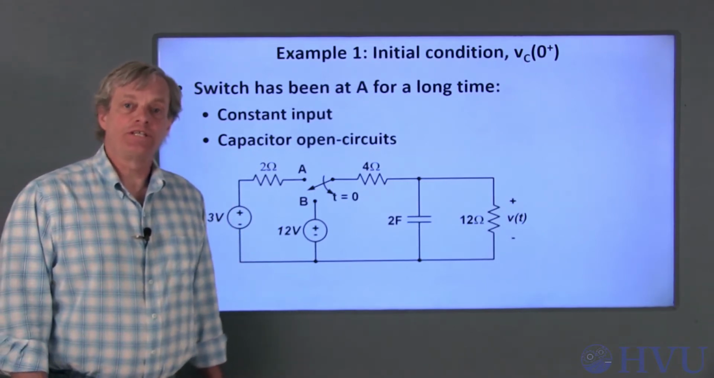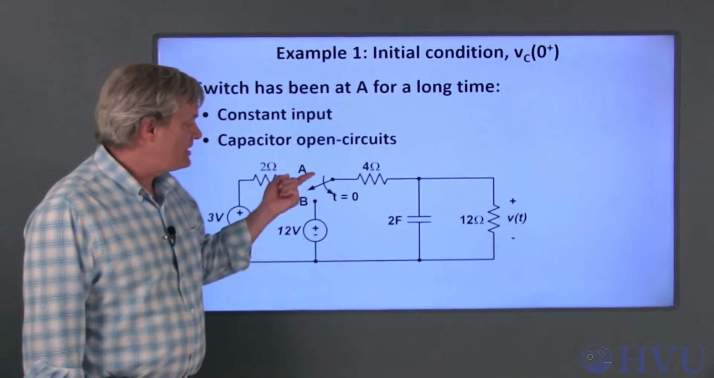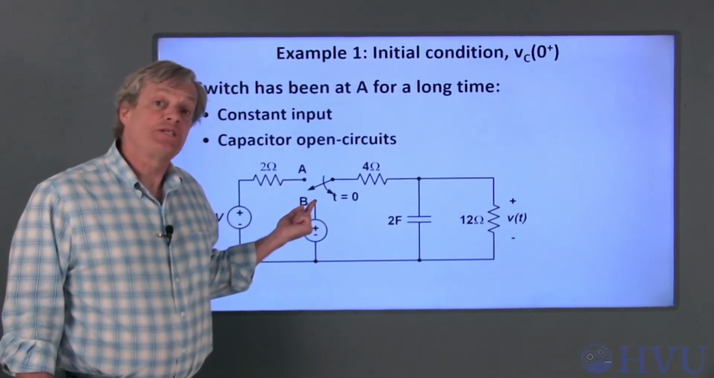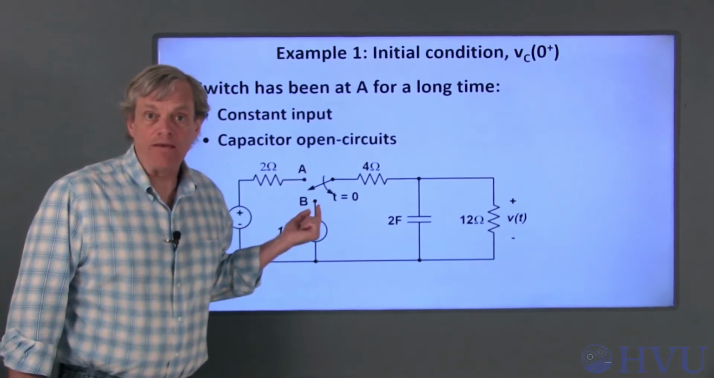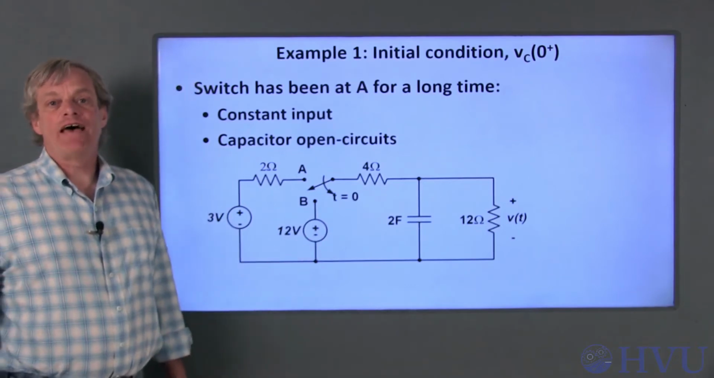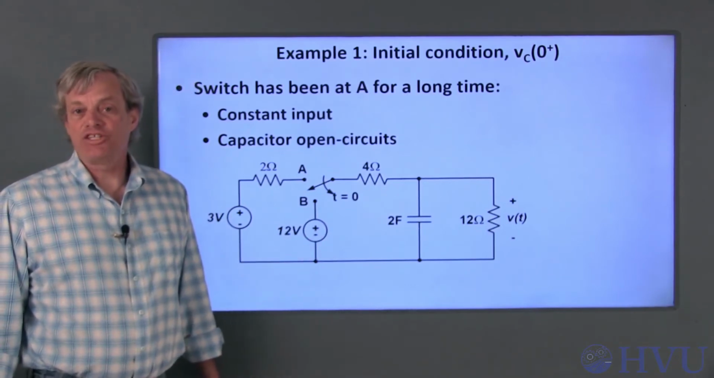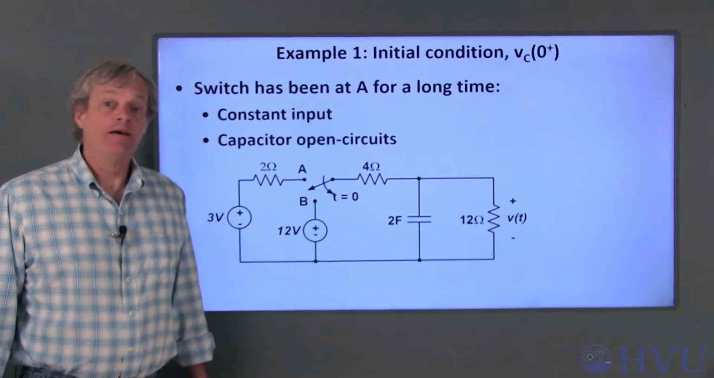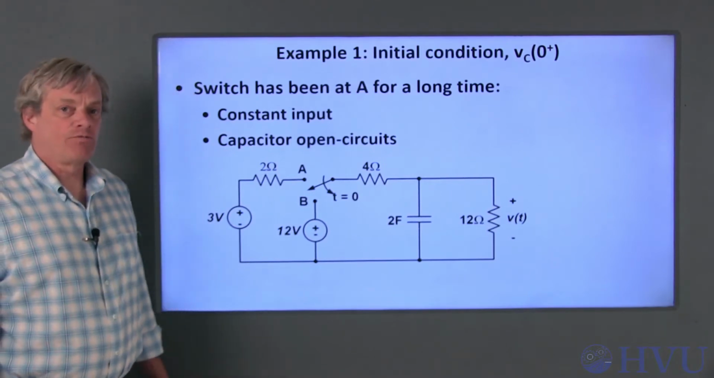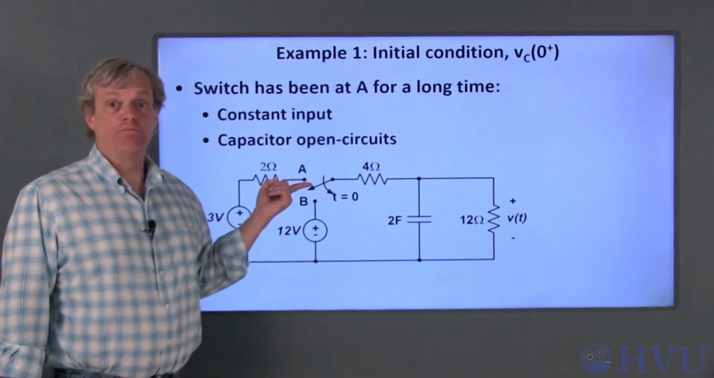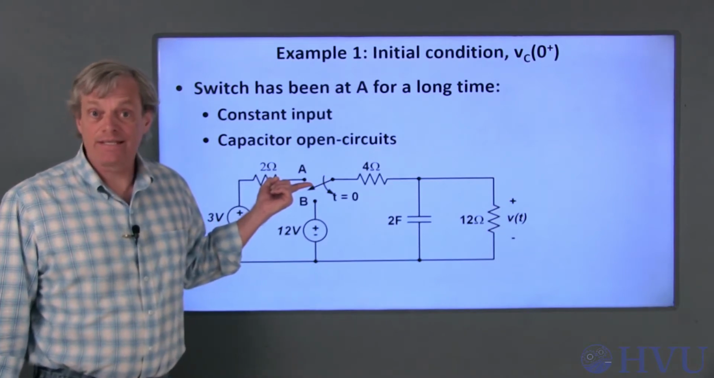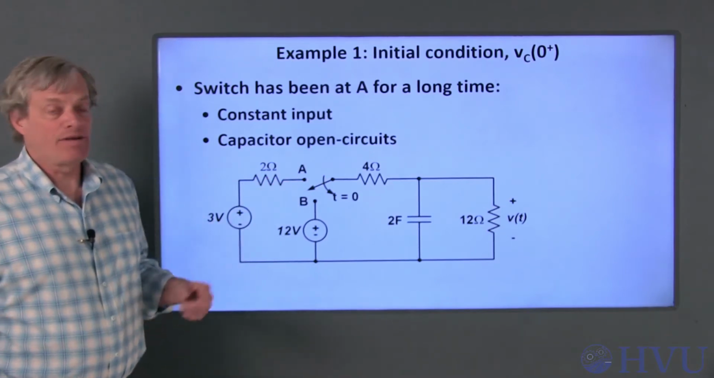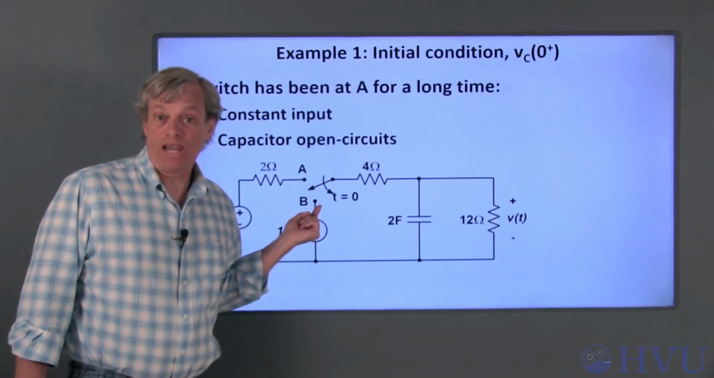The initial condition is the capacitor voltage at time t equals 0 plus, just after the switch is moved to point B. To find this, I'll take advantage of the fact that the capacitor can't change its voltage instantaneously. That means that if I find the capacitor voltage just before the switch moves at time t equals 0 minus, that value will be the same as the voltage at t equals 0 plus.